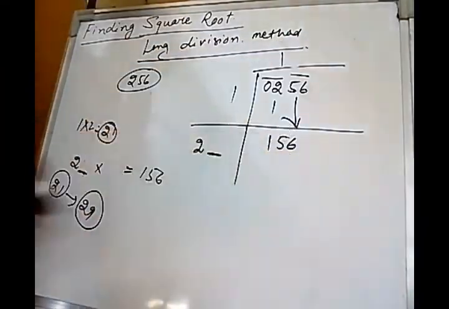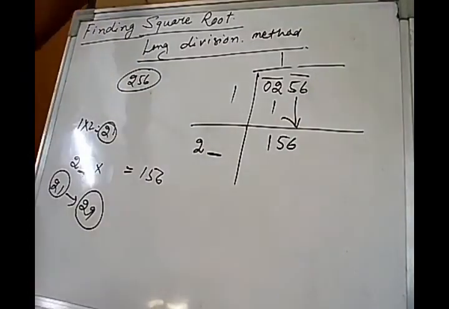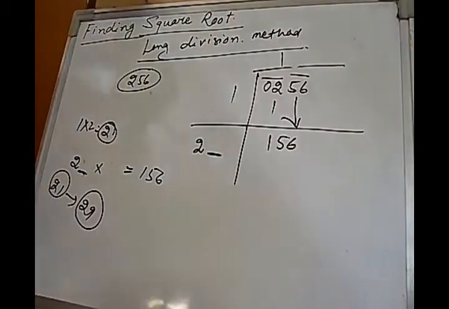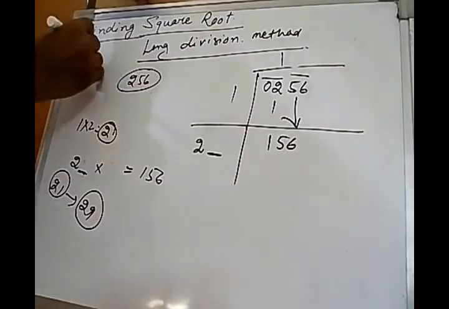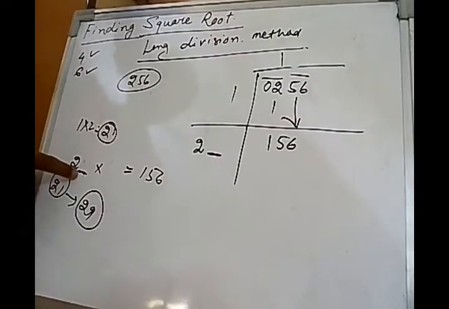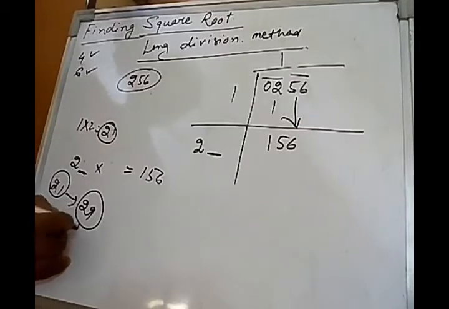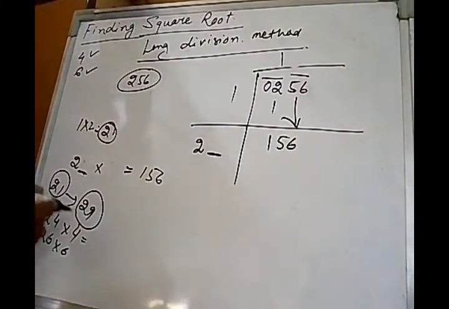So 1's place digit is what? 6. In the earlier exercise we know whose square is 6, that is 4 square is 6 or 6 square is 6. So we have two options. It means it will be 24 or it will be 26. So we will check by taking 24 × 4 and 26 × 6.